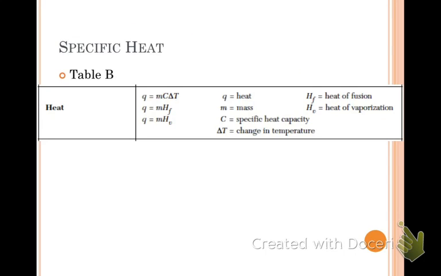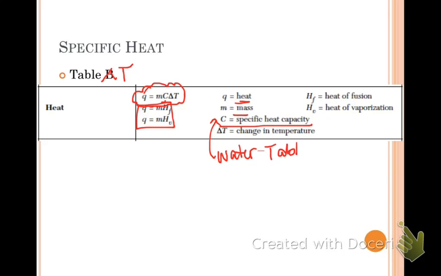So for specific heat, this one's labeled Table T. We've used 2 of these equations already. Q is equal to M times the heat of fusion, and Q is equal to M, which is mass, times heat of vaporization. This time we'll focus on this one up here. So again, Q is the heat, M is the mass, C is specific heat capacity. For water, this is listed on Table B. And delta T is change in temperature.